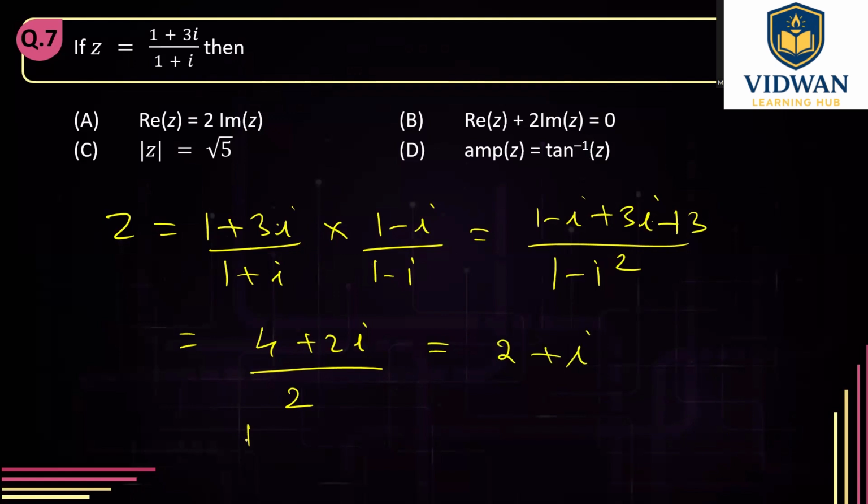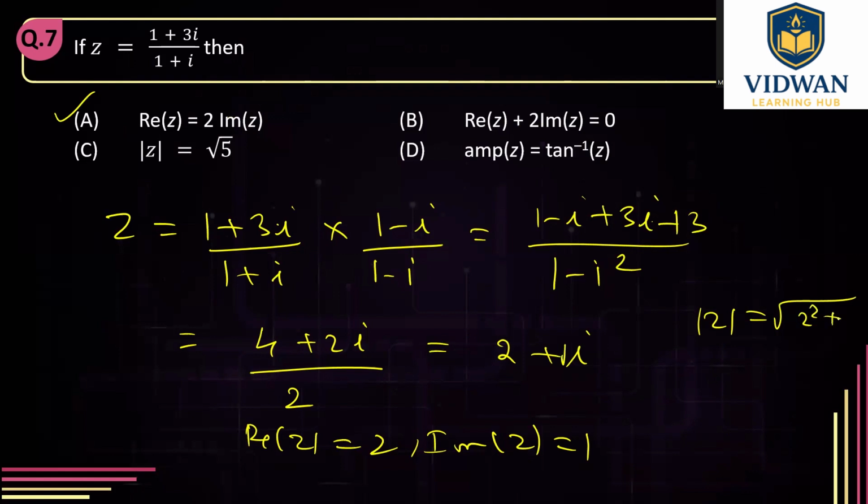So clearly you can see that the real part of the complex number is 2 here. And imaginary, this is 1i, so imaginary part of Z is 1. So real part of Z is 2 times imaginary part of Z. First option is correct anyway. And let us check. Second one is obviously not correct when first one holds. What is mod Z? Root of a square plus b square, 2 square plus 1 square, which is root 5. So actually for this, even C is also a correct option.